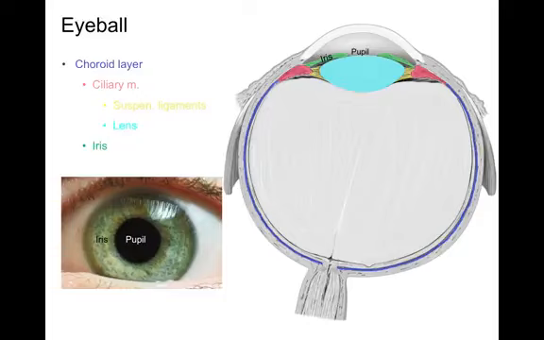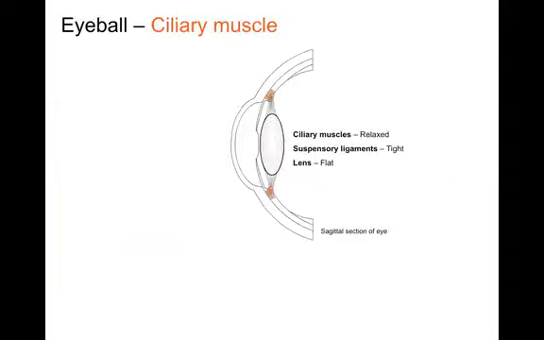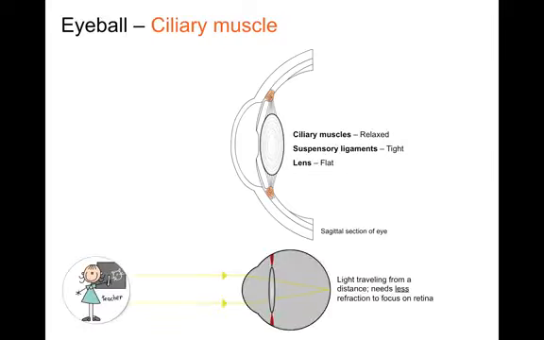The iris is in the most anterior portion of this choroid layer, which is comprised of pupillary sphincter and dilator muscles that change the diameter of the pupil to allow more or less light in. So here we have a sagittal section. In orange are the ciliary muscles that are relaxed. The suspensory ligaments are taut. The lens is flat.